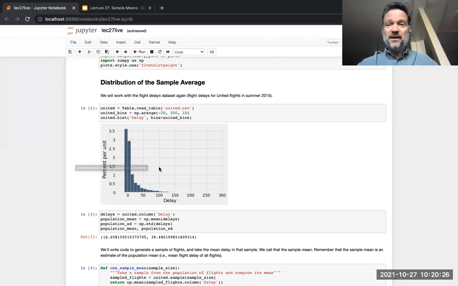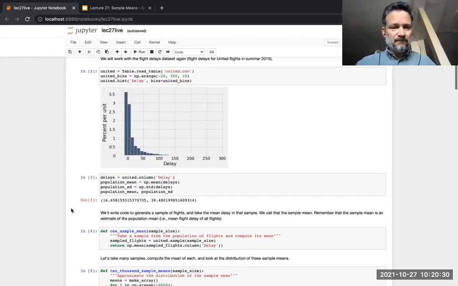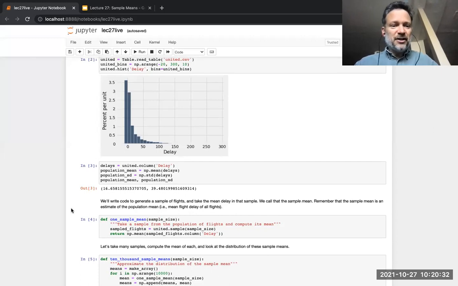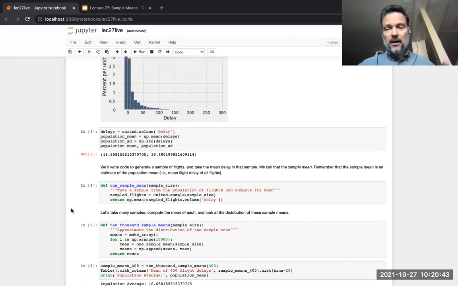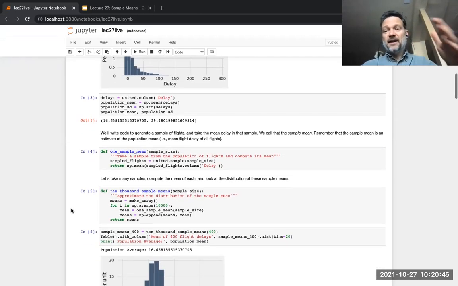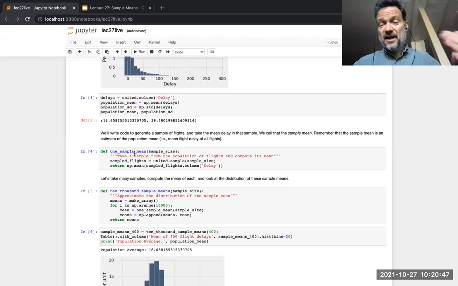So here's the God's eye view of the entire population. The delays have a distribution that looks like this, with a population mean of 16.6 and a population SD of 39.5. But the data scientist wouldn't know that because the data scientist, you in real life, would not have access to the full population. So we're going to simulate what the data scientist would see if they take one sample. They take one sample, and then they take the mean of the flight delays of the flights in that sample.